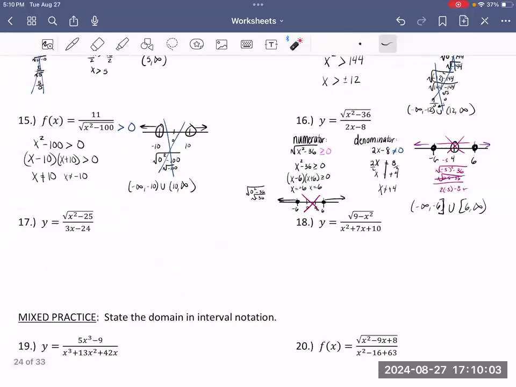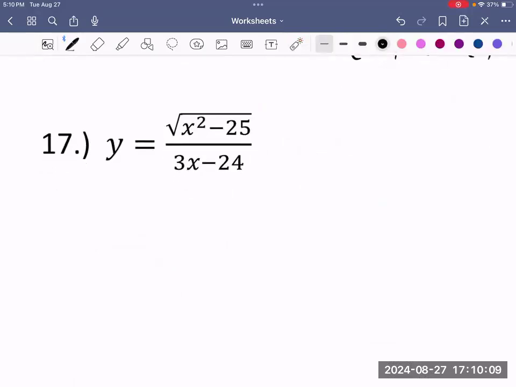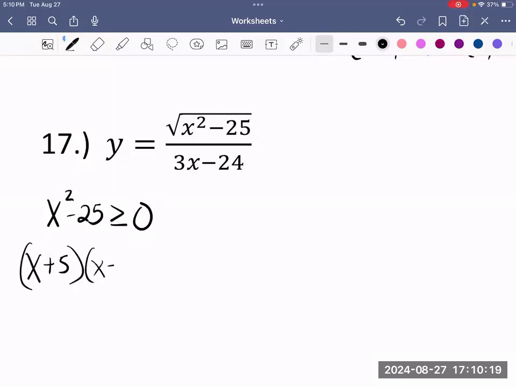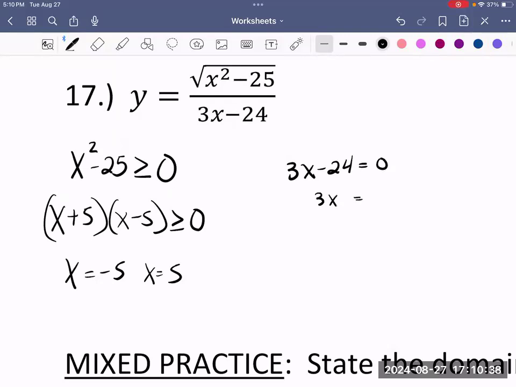Let's have you try that again with 17. So with 17, your numerator, we have x squared minus 25 is greater than or equal to 0. So we have x plus 5 and x minus 5, which is greater than or equal to 0. So we're looking at negative 5 and 5 as some threshold values. In your denominator, we have 3x minus 24 is equal to 0. 3x is equal to 24. So x is equal to 8.